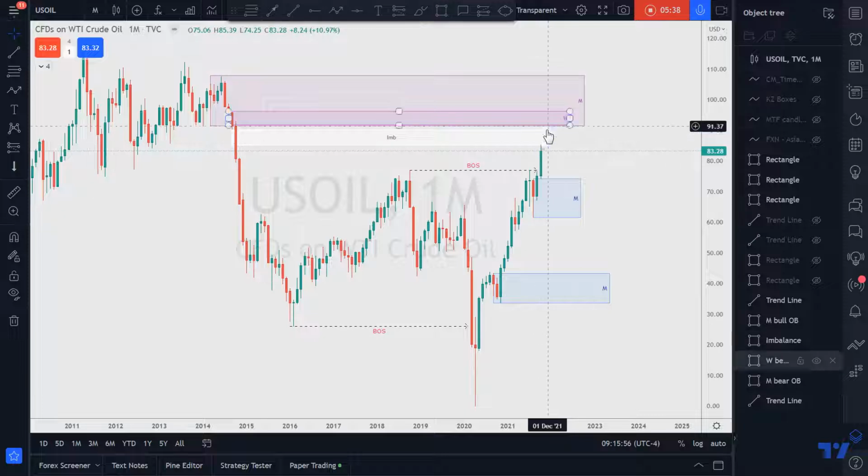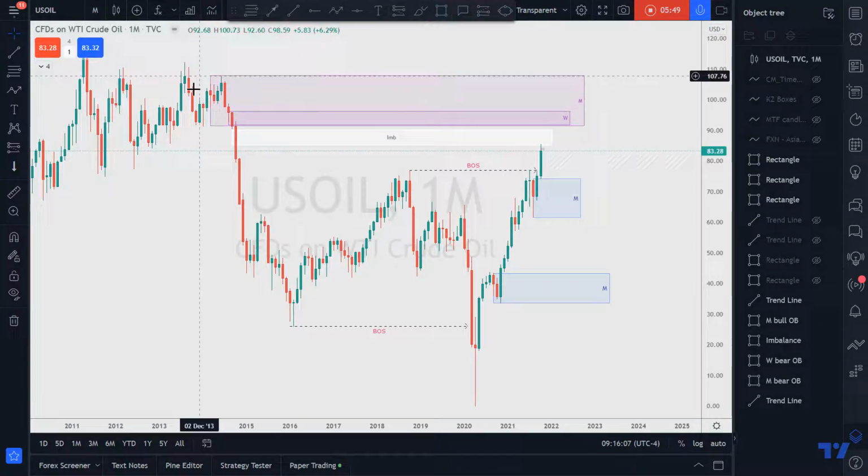But it will eventually get up there, and we know there's a high likelihood that it will do so because there is imbalance, and then there's an unmitigated order block, an untested supply right up there. Okay, so we're making our way up. All right, that's what's happening.